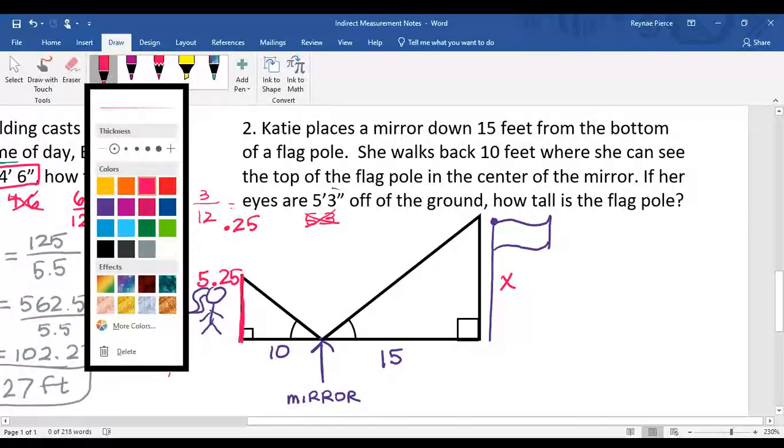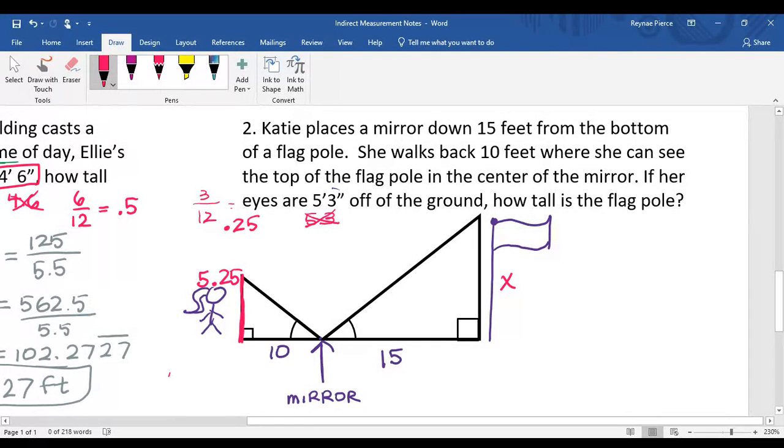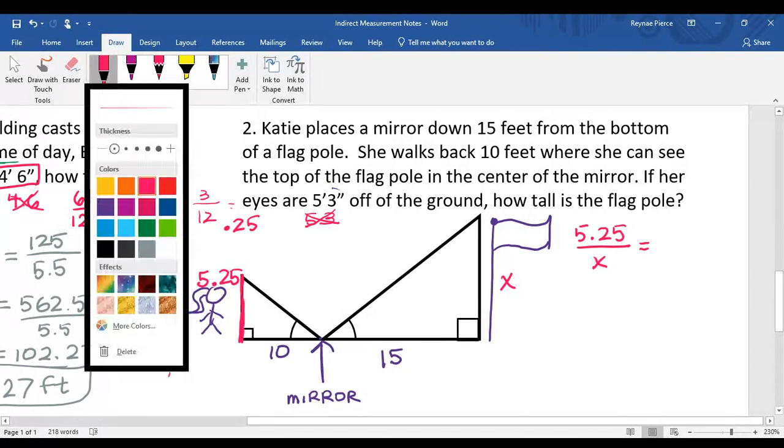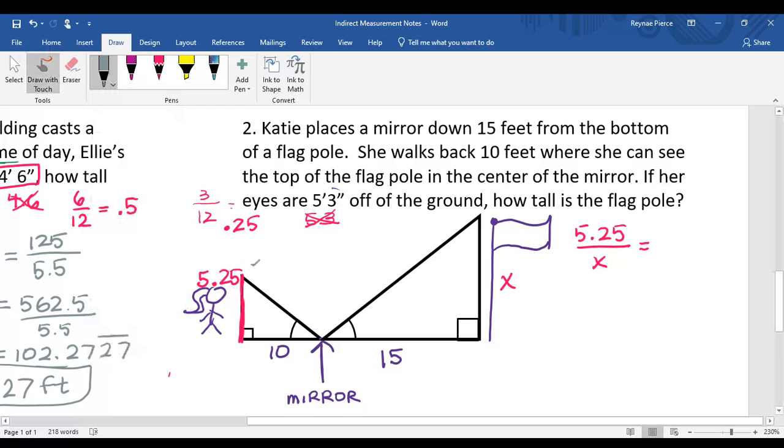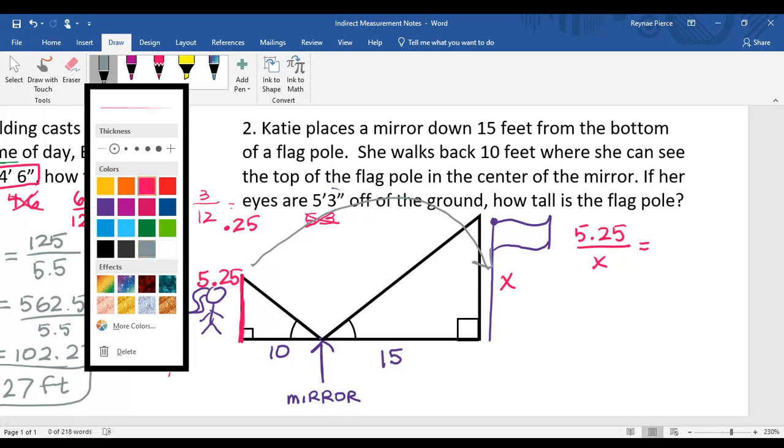So we've got our similar triangles set up. There are many, many ways to set up a proportion, but the important thing is you're matching not only the corresponding sides in one direction, but also which triangles they're coming from in the other. So here 5.25 and X are both representing a height. Now 5.25 came from the left, from Katie's triangle. X came from the flagpole triangle. So I've got to keep that consistent in my second ratio.